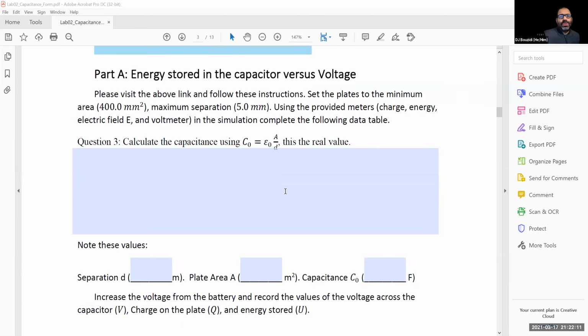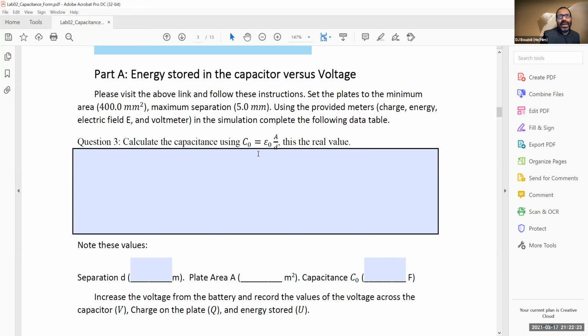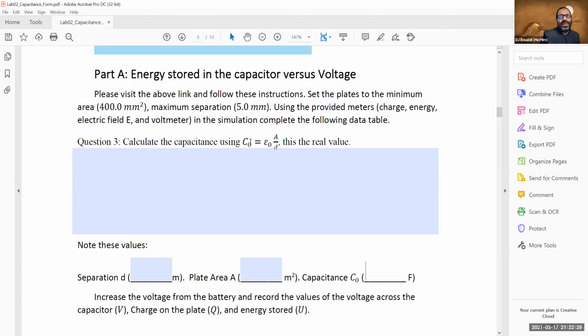All the lab instructions. So now this is the calculation. This is what you're supposed to do. Now you're going to just write the value of D, which is 5 millimeters, or 5 times 10 to the negative 3 meters. And the area in square meters, which is what? Don't forget, 400 times 10 to the negative 6 square meters. And the value of the capacitance that you calculated in here.